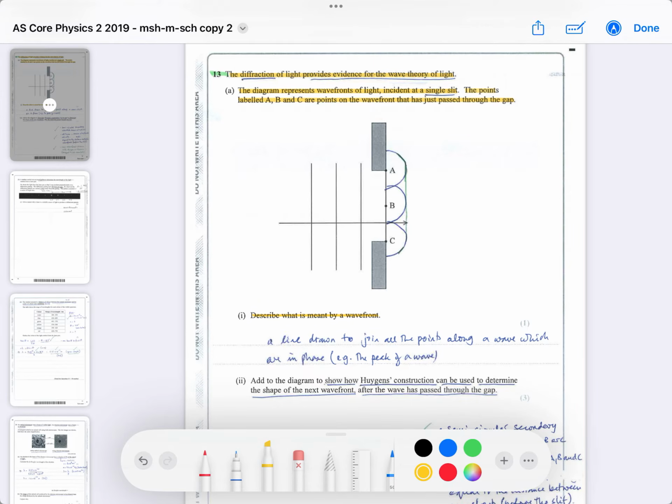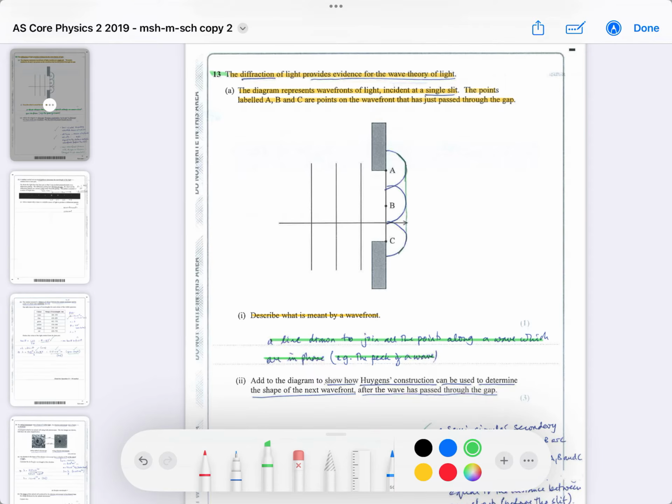Okay, so the way I've answered it, it's a line drawn to join all the points along a wave which are in phase with each other. For example, the peak of a wave. All the peaks of the wave are points in a wave which are traveling in unison together towards the direction that the energy is flowing. Okay, so that's a good way of remembering how to explain it.